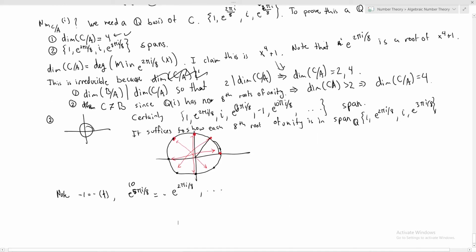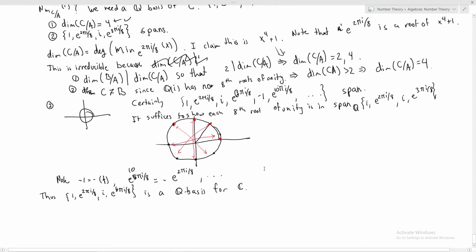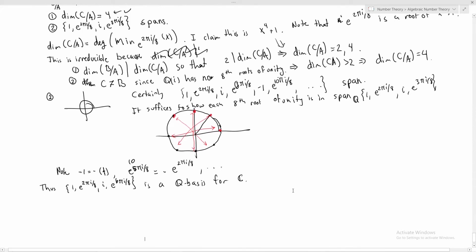Okay, so what's the point? Thus 1, e to the 2 pi i over 8, i, e to the 6 pi i over 8 is a Q basis for C. Okay, in this basis, let's write down the matrix for multiplication by i.